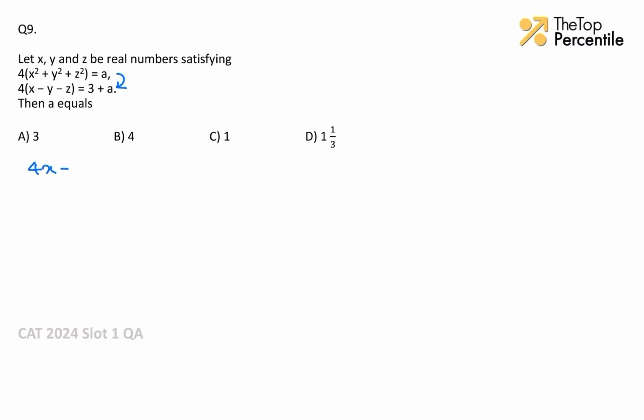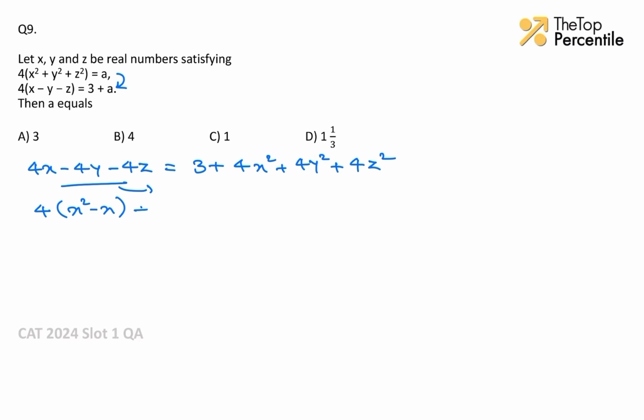So 4x minus 4y minus 4z will be equal to 3 plus 4x square plus 4y square plus 4z square. Now, rearranging them, let's put this to the right hand side. So this will give me 4 into (x square minus x) plus 4 into (y square plus y) plus 4 into (z square plus z) plus 3 equals 0.